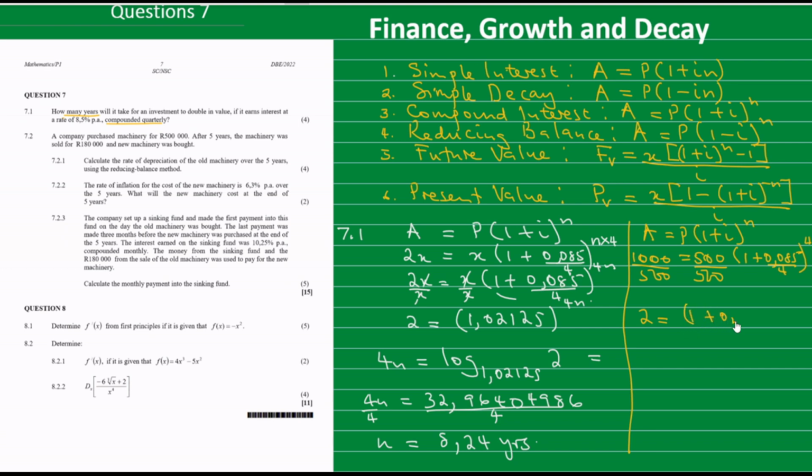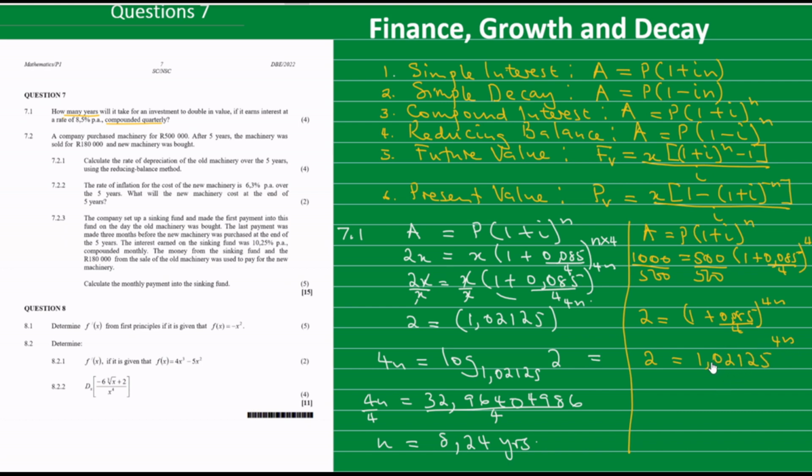plus 0.085 over 4 to the power 4n, which will give you 2 is equal to 1.02125 to the power 4n.